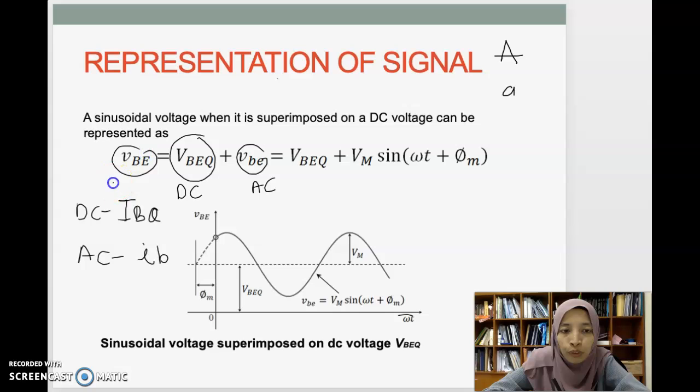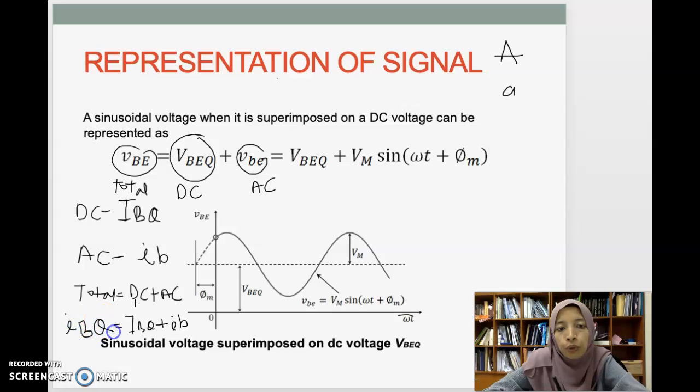What is this? This is the total signal. The total is equal to DC plus AC. That's why if I write here I_BQ plus i_b, your total will be small i but capital B and capital Q. Same here: small v, capital B and capital E.